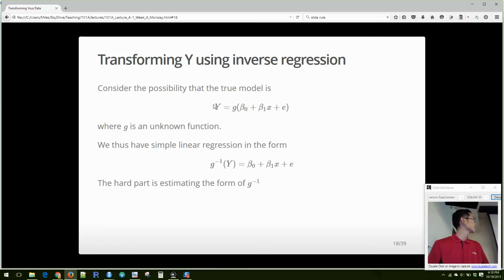Okay, so what if y was not linearly related to x, but was equal to g of this linear relationship? Basically g is some unknown function, and so we might have simple linear regression in the form of g inverse of y is equal to beta 0 plus beta 1x plus some error e, okay? If this is the case, it isn't too terrible, but it's just a matter of figuring out what the inverse function of g is, okay?